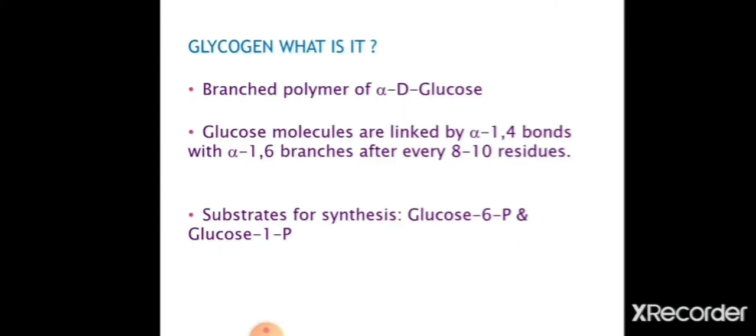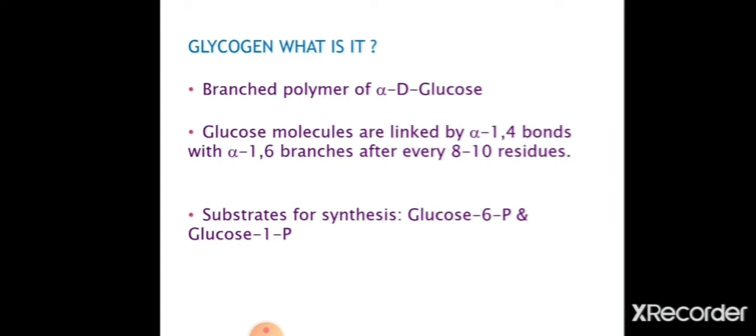What is glycogen? It is a homopolysaccharide made up of glucose units linked by alpha 1,4 linkages in the straight chain and alpha 1,6 linkages at the branch point. It is a polymer of alpha D glucose, and the branch point occurs after every 8 to 10 glucose residues.